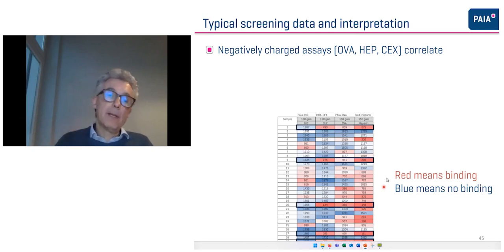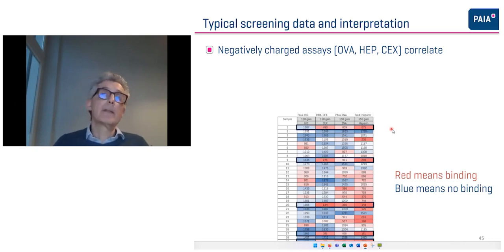So, coming closer to the end of the presentation, I would like to give you some impression of what kind of data you can obtain if you run several of our assays, and how to interpret these assay data. So here you see a typical set of 30 different molecules that were run in 4 different assays.